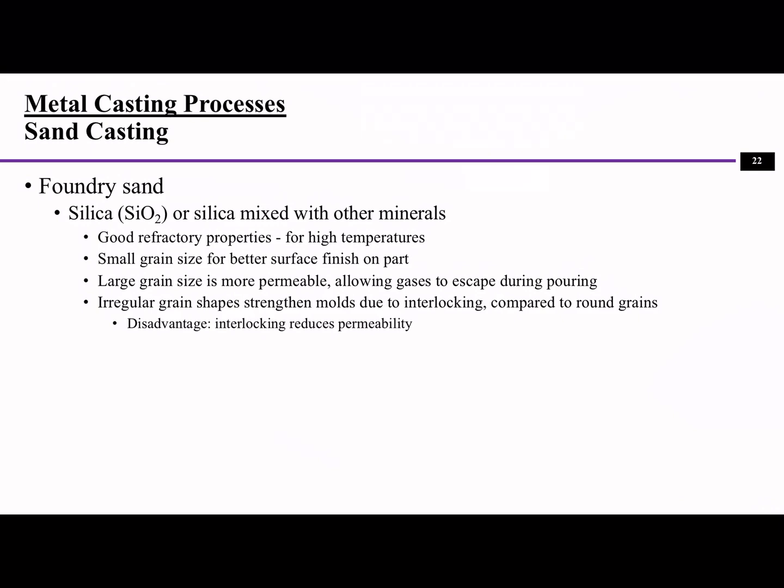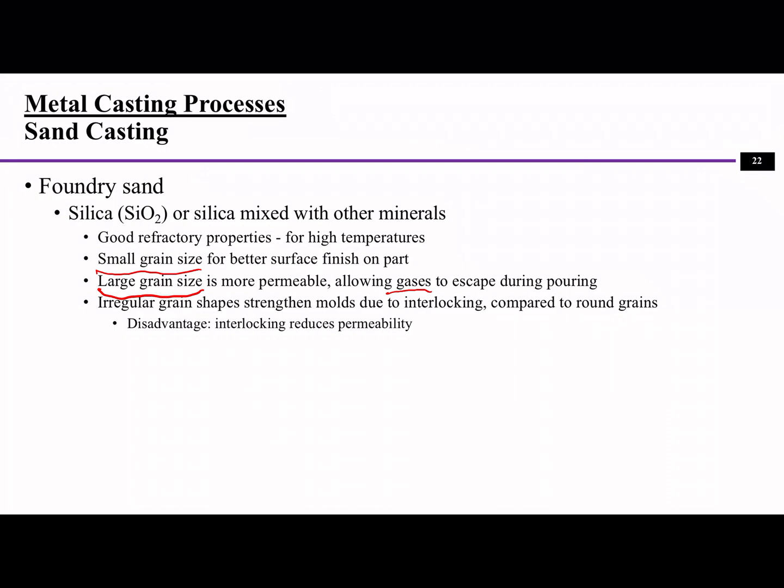And for the sand, usually we are using foundry sand, and the main element is silica. We know silica has a really high melting temperature, so that's why you can use this as the mold for high melting metal castings. If the silica has a small grain size, we can make a really good surface finish of the part. Large grain size means the surface finish might not be good, but there will be more gaps between the grains, and it can let the gases or hot air escape during the pouring.